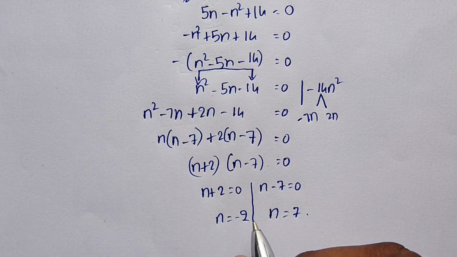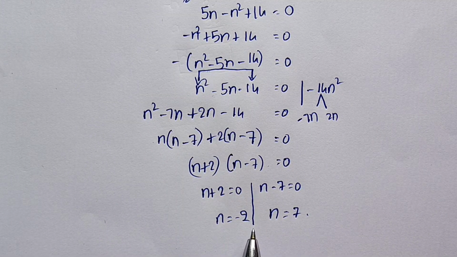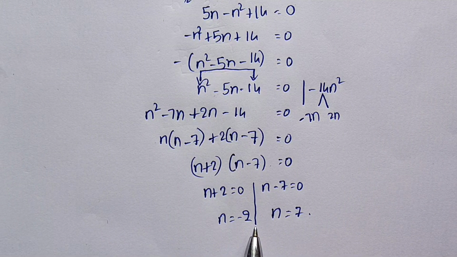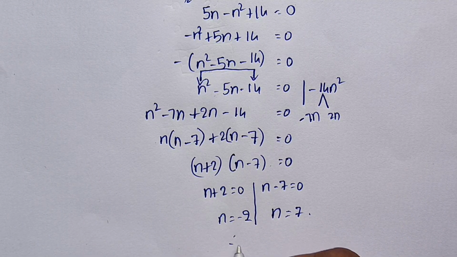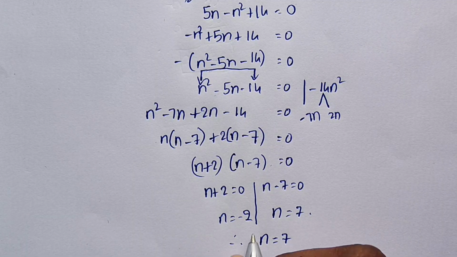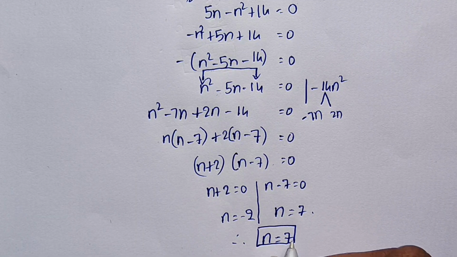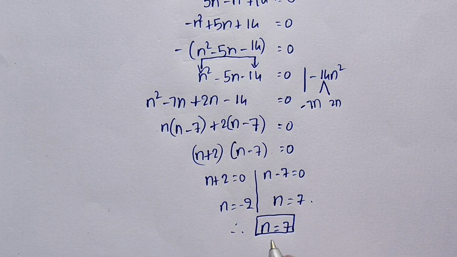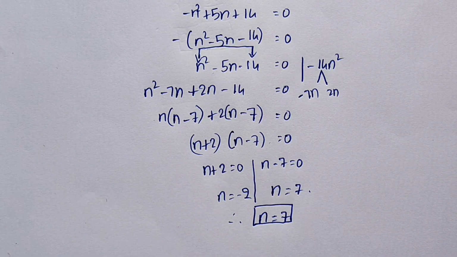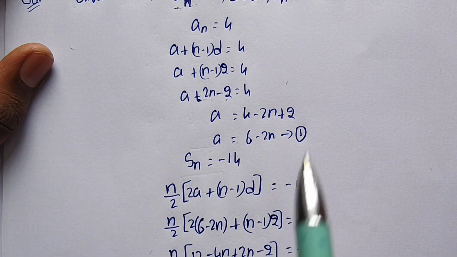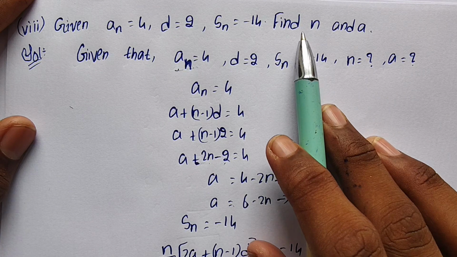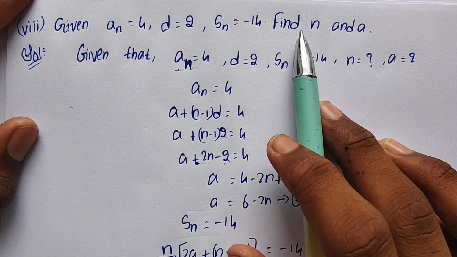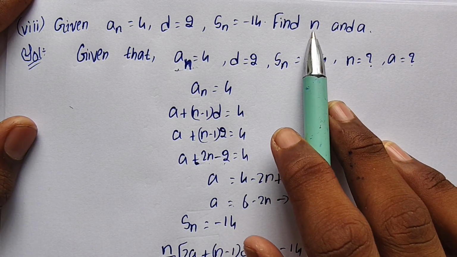We cannot consider negative numbers as the value of n, so we have to take only the positive. Therefore, the value of n is equal to 7. Here we got the value of n. What is asked in the question? Find the value of n and a. We got the value of n equals 7.